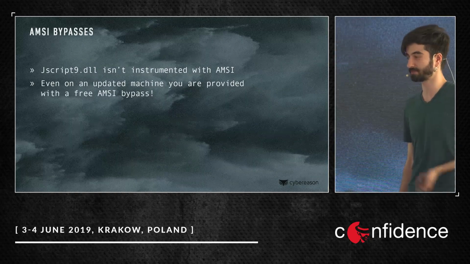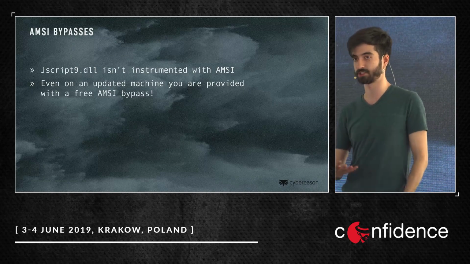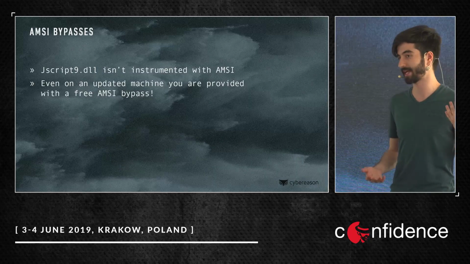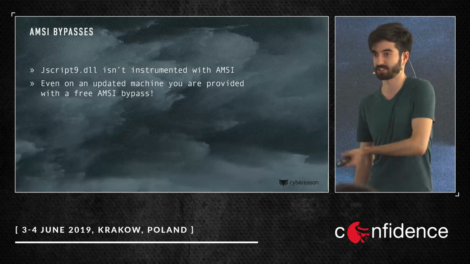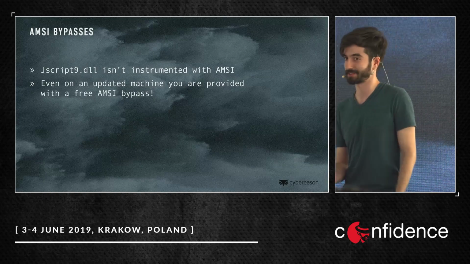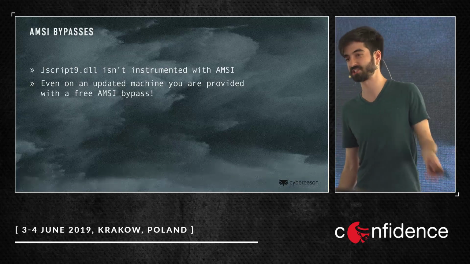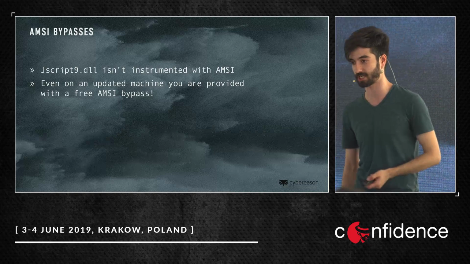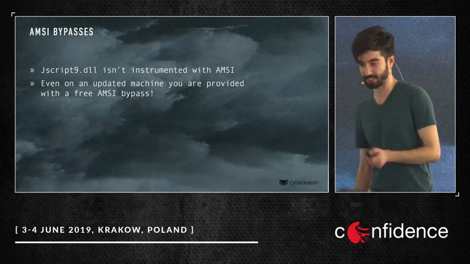First of all, JScript 9 is not instrumented with AMSI, meaning that if you're running anything under JScript 9, for example, the same exploit that I showed, it won't work as a Device Guard exploit anymore, but it's still an AMSI bypass, which is pretty much free. You just modify your command line a bit, and that's it. No registry writes, no weird memory patching, just that's it, no AMSI. And this actually gave me the idea for another bypass, which is very similar.